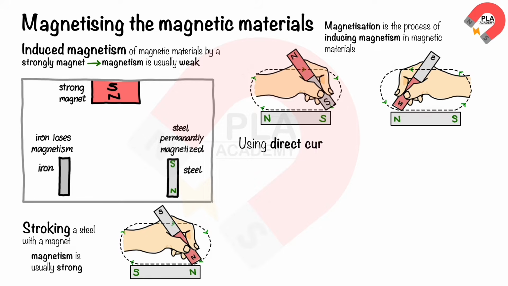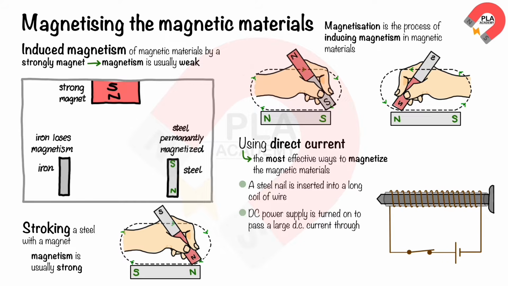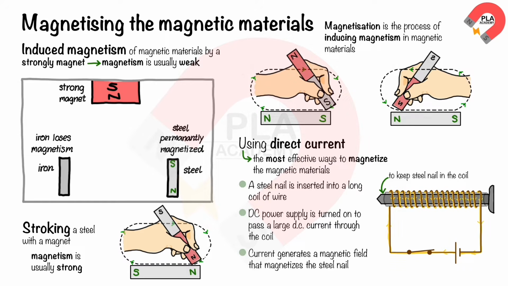Magnetizing a magnetic material using direct current. This method is one of the most effective ways to magnetize a material. A steel nail is inserted into a long coil of wire. The DC power supply is turned on to pass a large direct current through the coil. With the steel nail kept inside the coil, the current generates a magnetic field that magnetizes the steel.